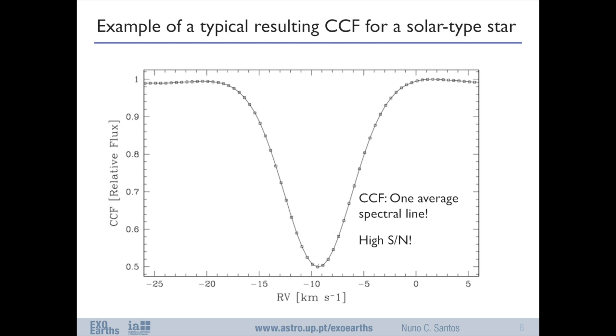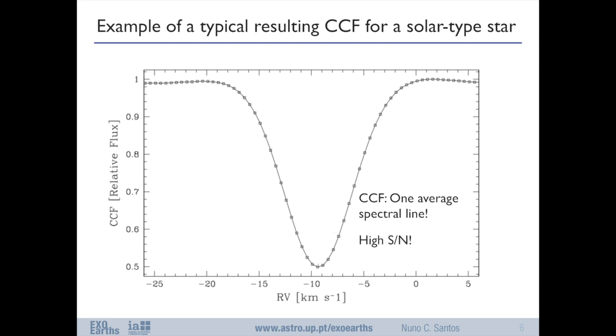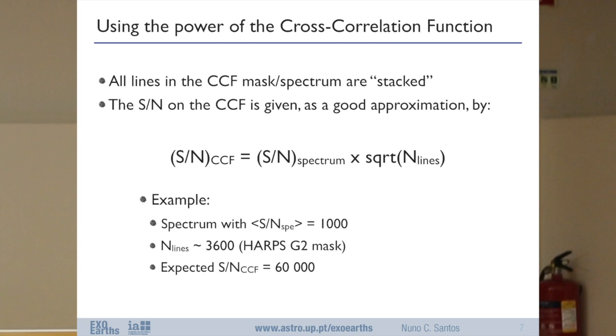Now we are no longer in the wavelength domain, but in the velocity domain. So the position of this minimum gives you basically the radial velocity of your system. But more important, when you are cross-correlating your spectrum with the mask, it's like you were stacking all the lines and using all the lines at the same time to get information about your spectrum. And so the cross-correlation can be seen as some sort of an average spectral line. And since it's a stacked spectral line, it has a very high signal to noise. So just to give you one example, as I said, when you do the cross-correlation, you stack all the lines.